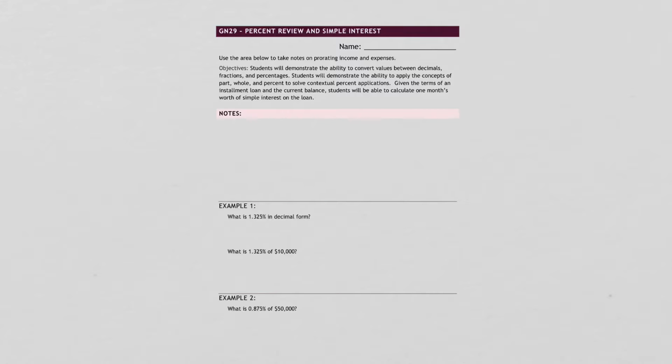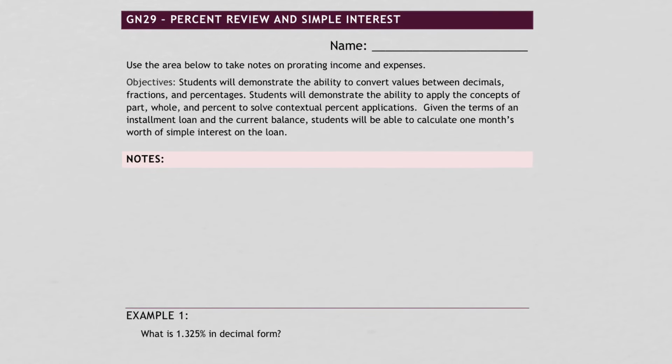This is a little review of percents and simple interest. So the first thing I'm going to put in the notes here is to find the amount of simple interest, and this is just to find the interest, not the total amount. We'd have to add it back on or use a different formula. To find the amount of interest, you use I equals PRT.